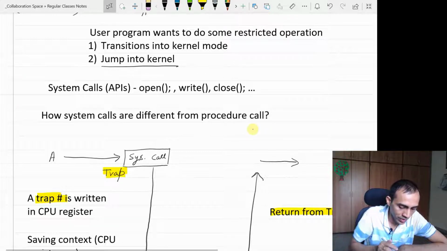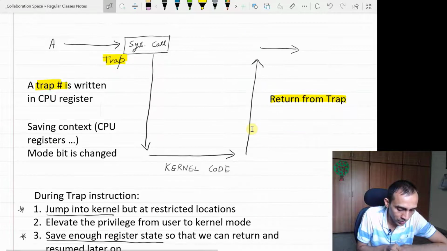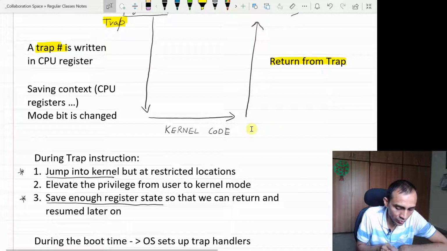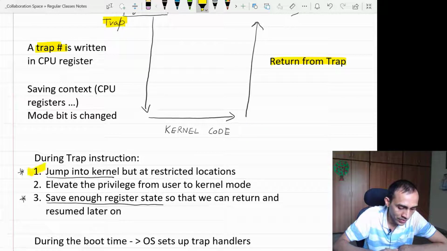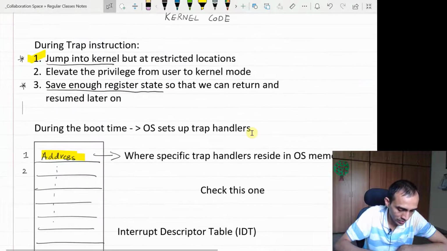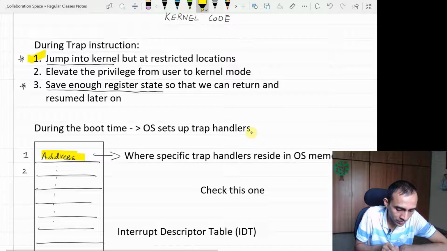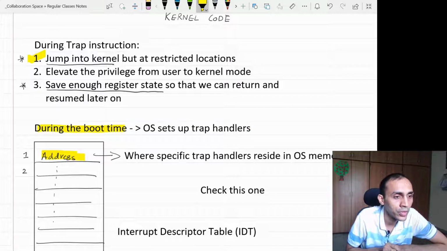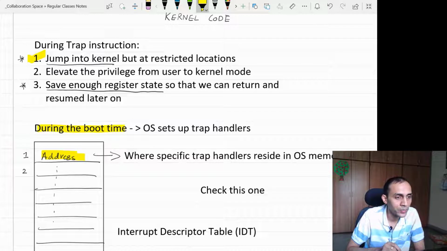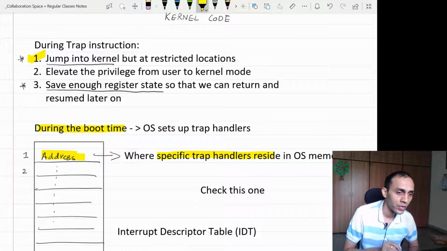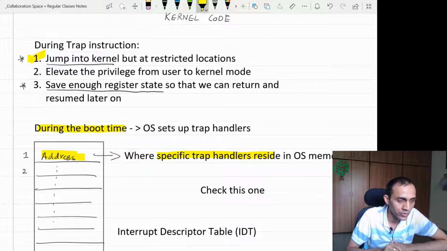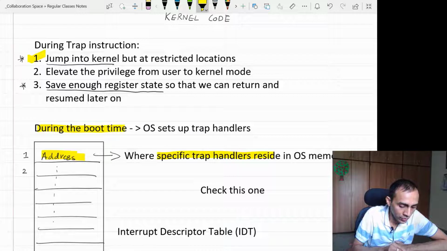It allows the process to jump into the kernel at some restricted locations. Those restricted locations, we said, come from a trap table, or interrupt descriptor table, which is set up at boot time by the OS. For every different type of trap or system call, there is specific kernel code, a specific function, and the addresses of those functions are written there. By looking into this trap table, the hardware knows where to jump into the kernel.